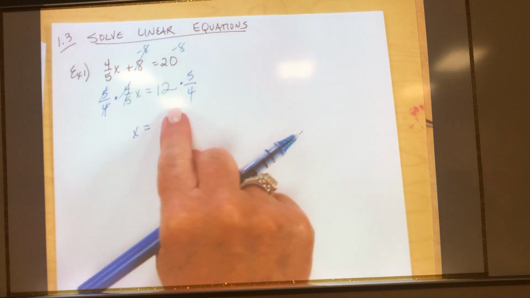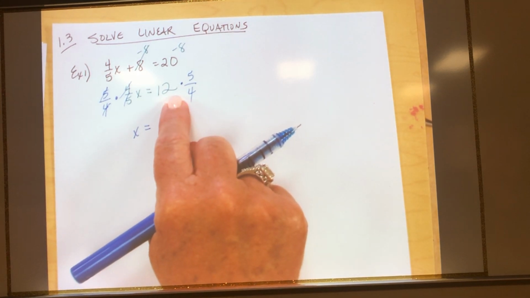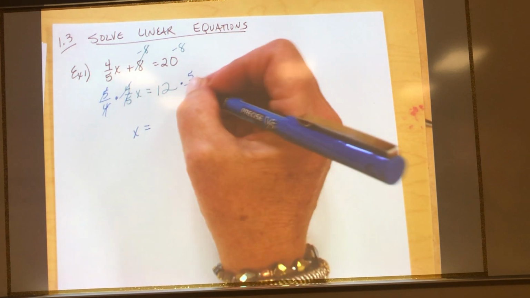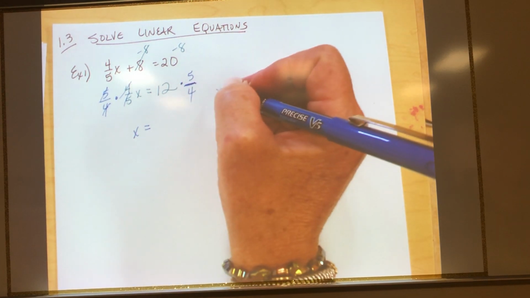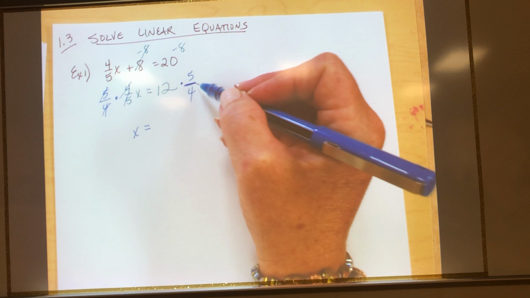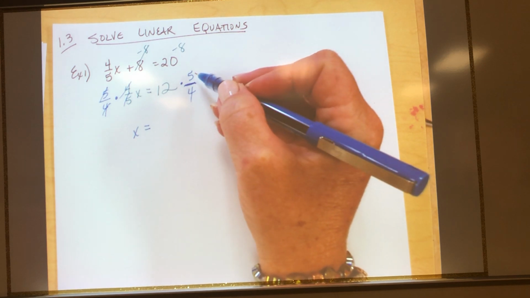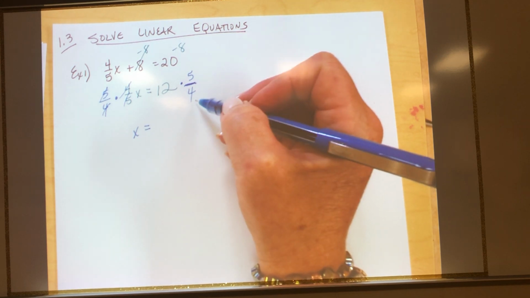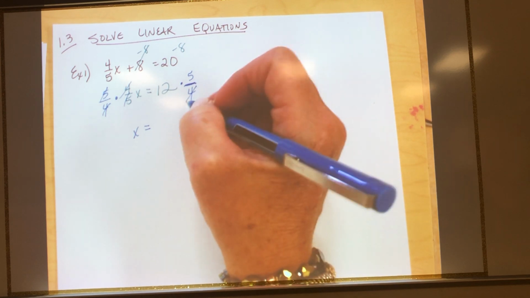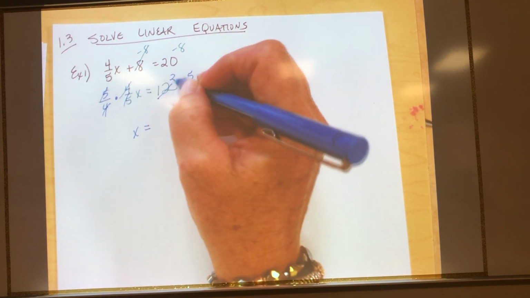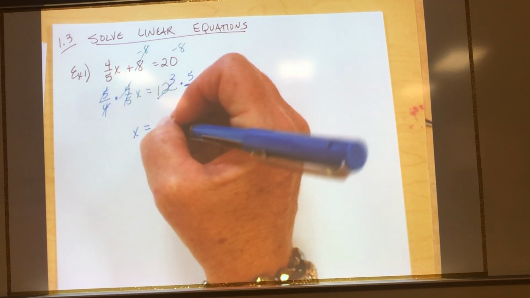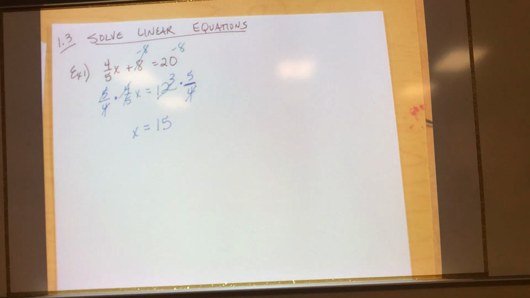Now, I want everybody to look up here for just a second. I want to show you something. I'm always amazed that kids don't know this. What does this sign right here mean? Divide. So you're going to divide by the bottom number, multiply by the top. How many times does 4 go into 12? 3. What is 3 times 5? 15. That is all you're doing, people.